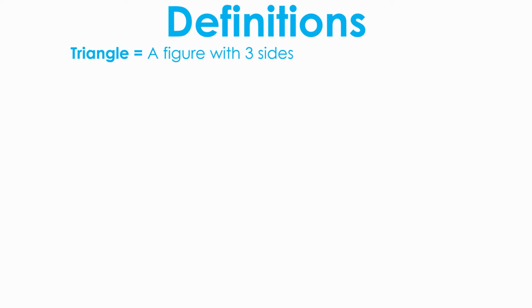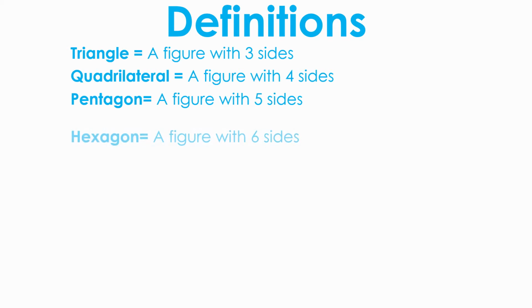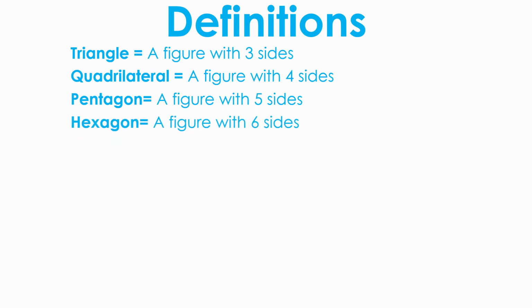So let's just detour for a minute to go through the names of the other polygons. Now, a polygon is a figure with some number of sides. A four-sided figure is called a quadrilateral. We will study them soon. A five-sided figure is called a pentagon, and a six-sided figure is a hexagon.